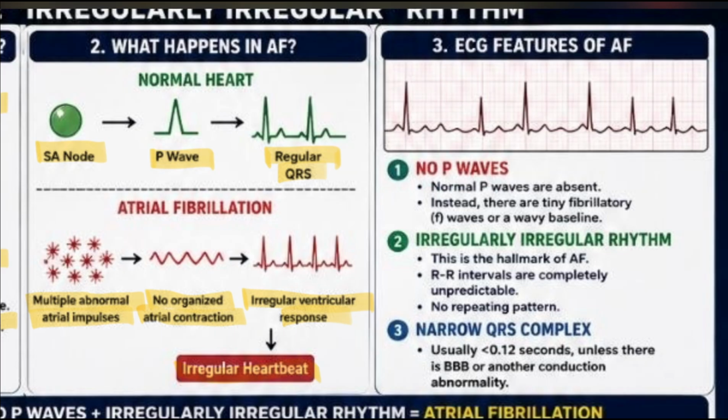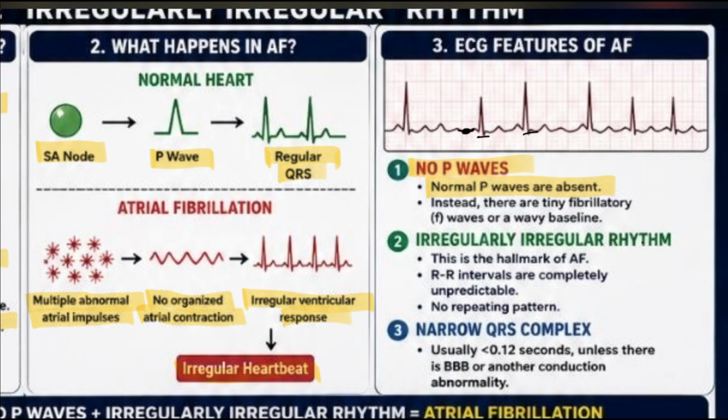We have to look for three classic ECG findings. The first one is no P wave, meaning normal P waves are absent. Instead, there are tiny fibrillatory F waves or a wavy baseline. For example, you can't see any P wave here. Along with that, the baseline goes one up, one down, like that.